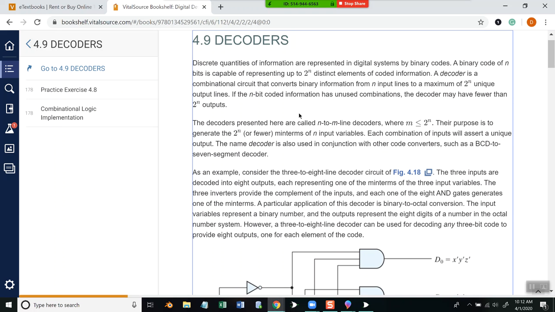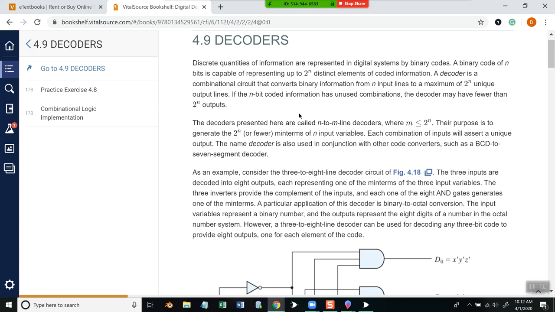Okay, 4.9 decoders. Discrete quantities of information are represented in binary systems by binary codes. A binary code of n bits is capable of representing up to 2 to the n distinct elements of coded information. A decoder is a combinational circuit that converts binary information from n input lines to a maximum of 2 to the n unique output lines. If the n-bit coded information has unused combinations, the decoder may have fewer than 2 to the n outputs.